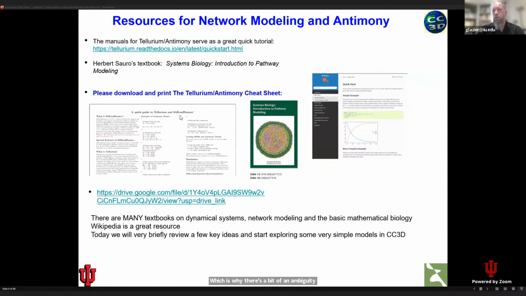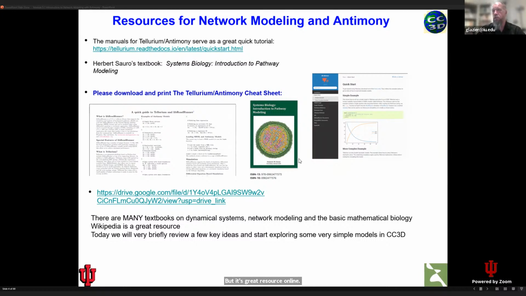Again, there is a quick guide to Tellurium and libRoadrunner, which is the backend software. And it has examples of Antimony models. All the syntax you'll need for building models is there in that one page. The Read the Docs here has executable simulations and guides to writing more elaborate Antimony models. Those are more fancy things than we'll need here today, but it's a great online resource.